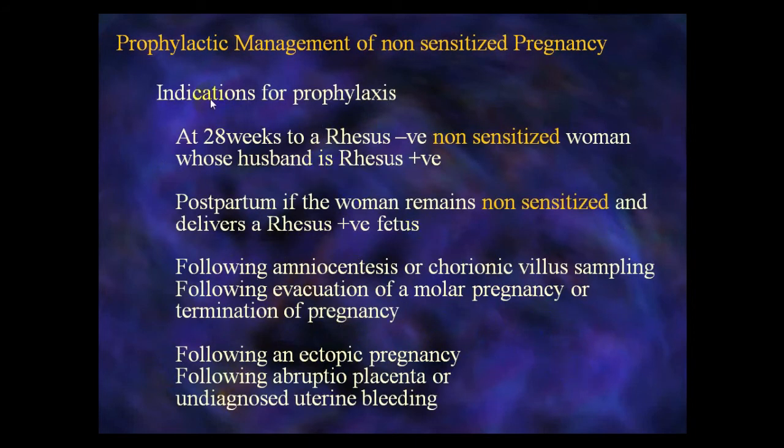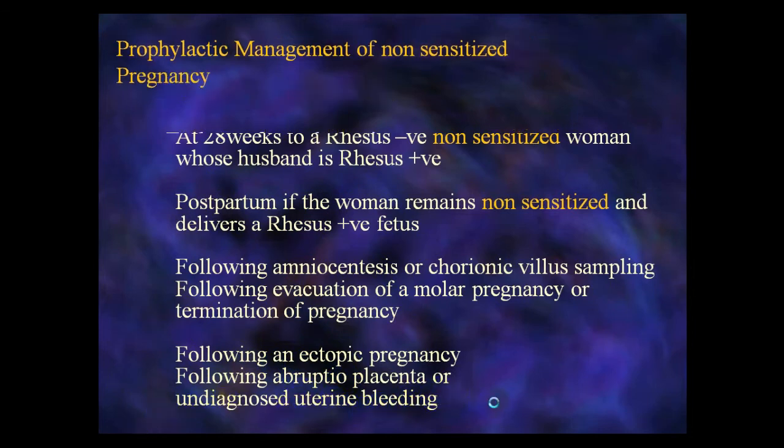Other indications for prophylaxis, at 28 weeks, for an Rh negative non-sensitized woman whose husband is Rh positive. Postpartum, if the woman remains non-sensitized and delivers an Rh positive fetus; following amniocentesis or chorionic villus sampling; following evacuation of a molar pregnancy or termination of pregnancy; following an ectopic pregnancy; following an abruptio placenta; or undiagnosed uterine vaginal bleeding.